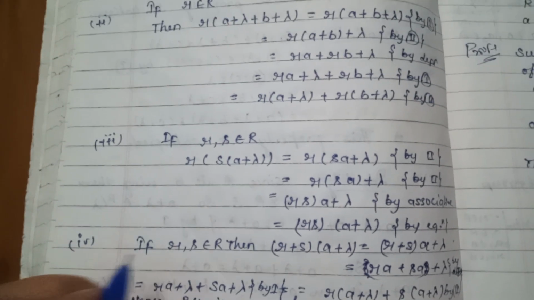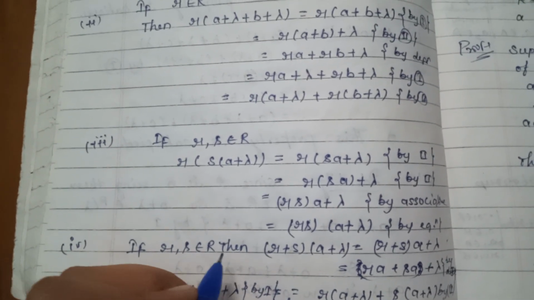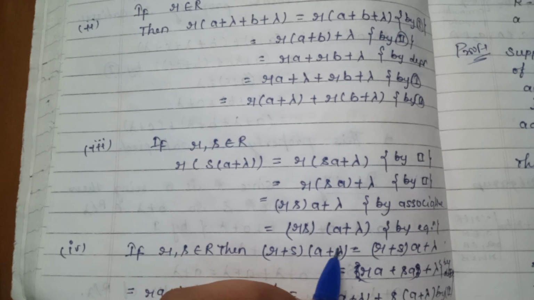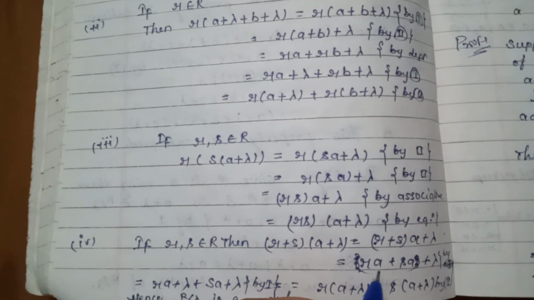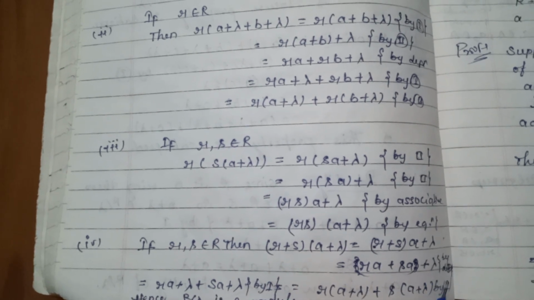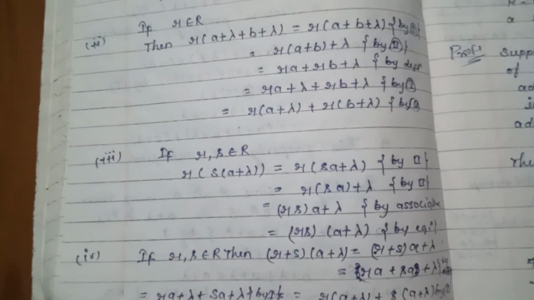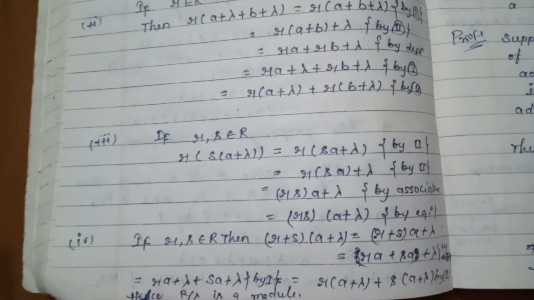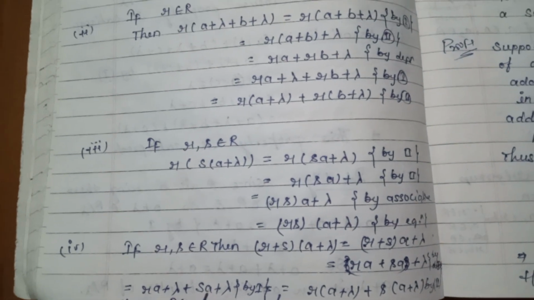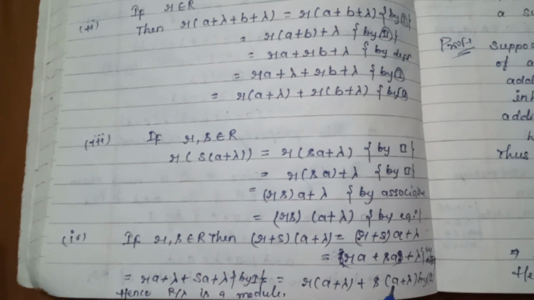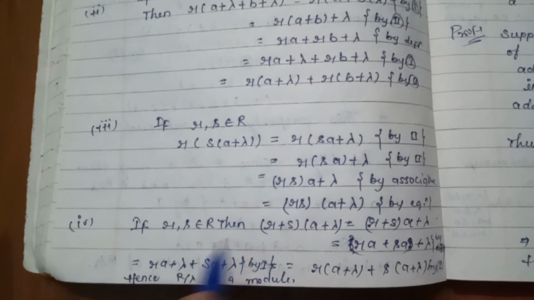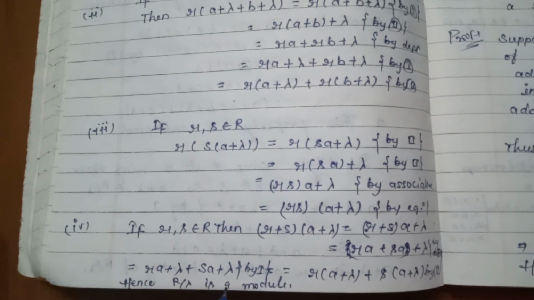Now the fourth one is: if r, s belong to R, then (r + s)(a + λ) is equal to ((r + s)a) + λ. So (ra + sa) + λ by definition. Now (ra + λ) + (sa + λ) by first property. So r(a + λ) + s(a + λ) by second property. Hence R/λ is a module.